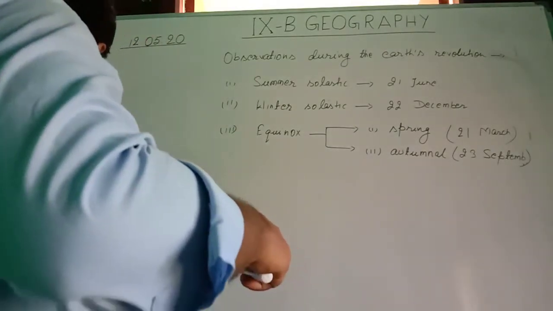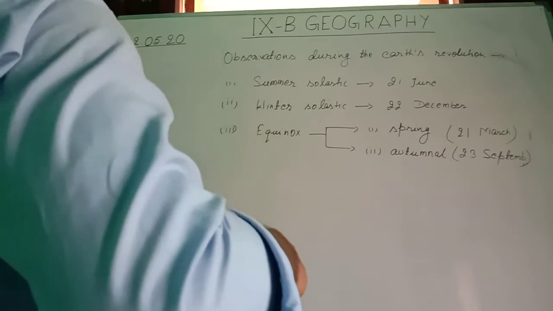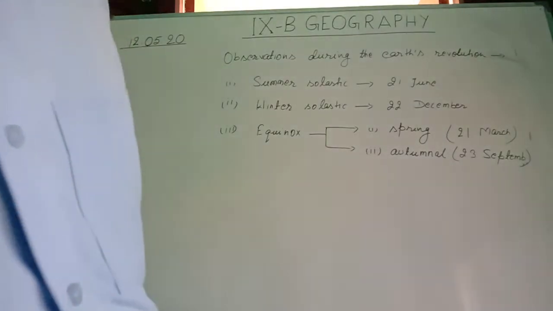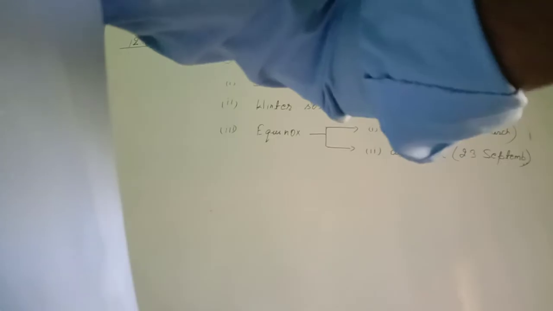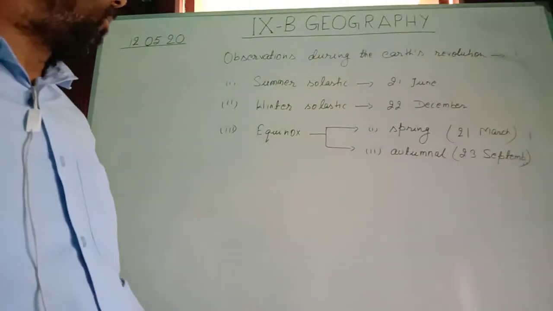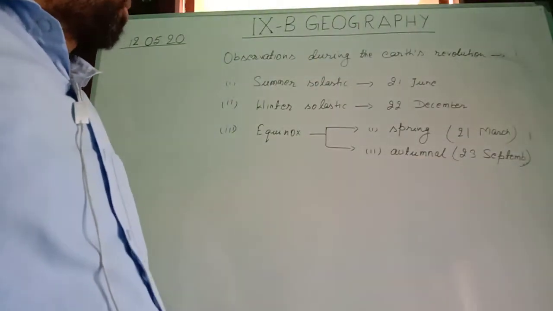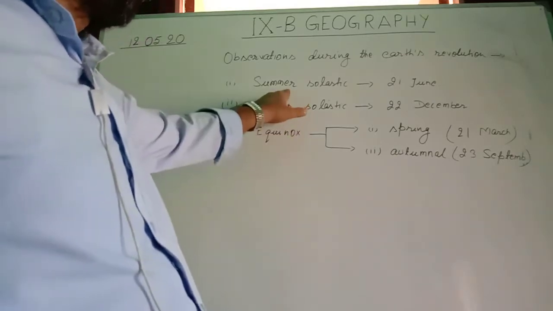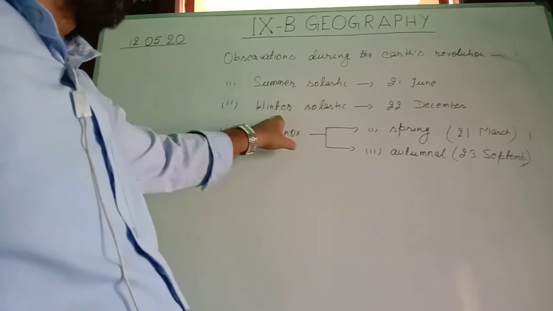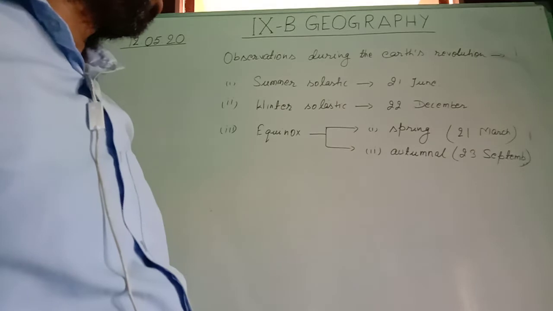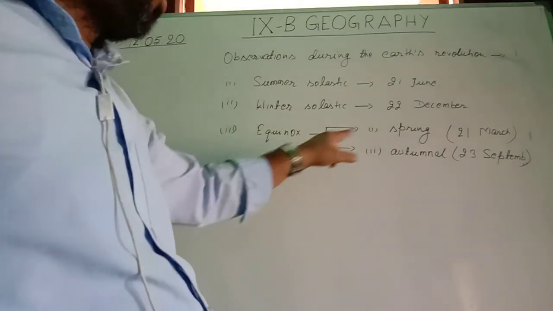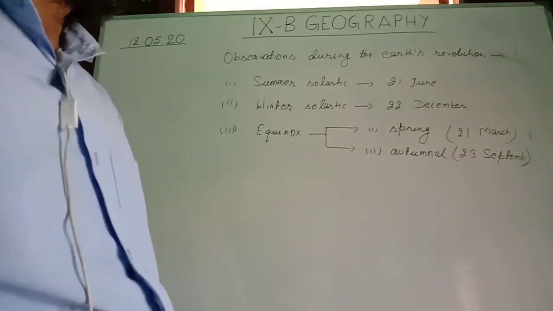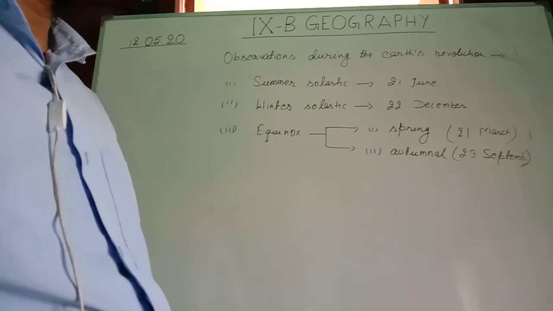Now, in this much explanation you found these four terms: summer solstice, 21st June; winter solstice, 22nd December; spring equinox, 21st March; autumnal equinox, 23rd September; and the phenomena of the earth.